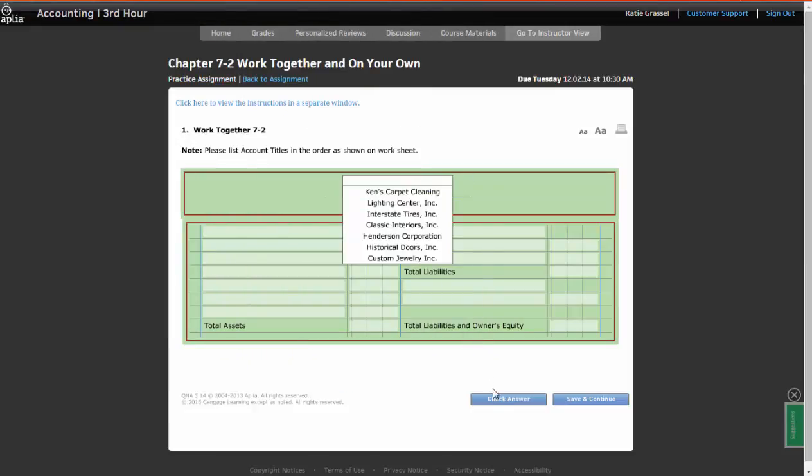So we're doing Ken's Carpet Cleaning, balance sheet, and so let's try 2008. I'm not quite sure why they actually had an 8 in there.